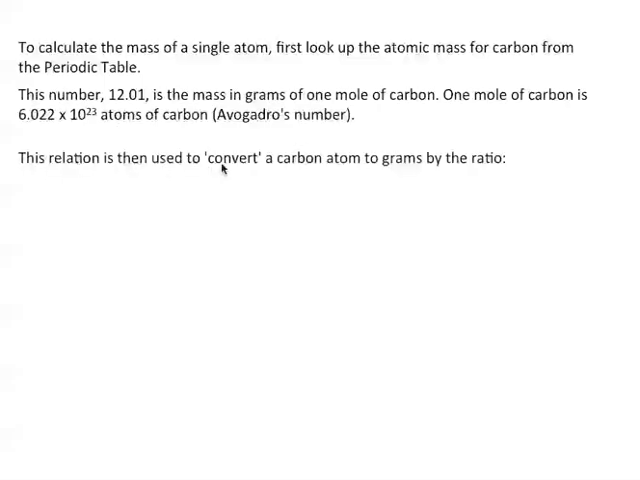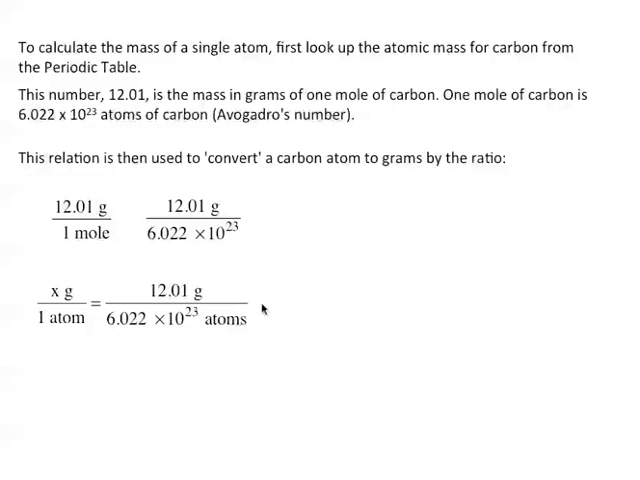This relation is then used to convert a carbon atom to grams by this ratio. So we know that 1 mole has a mass of 12.01 grams. So I'm saying it's 12.01 grams per mole. And I put the grams on top because what I'm trying to find is the mass, right? I'm trying to find the number of grams in 1 atom. So what this means, the 12.01 grams per 1 mole means 12.01 grams per, now 1 mole means 6.022 times 10 to the power of 23 atoms. So this is the number of atoms.